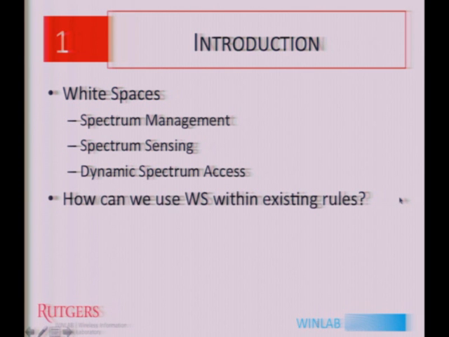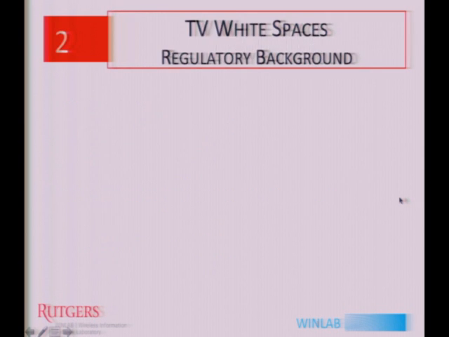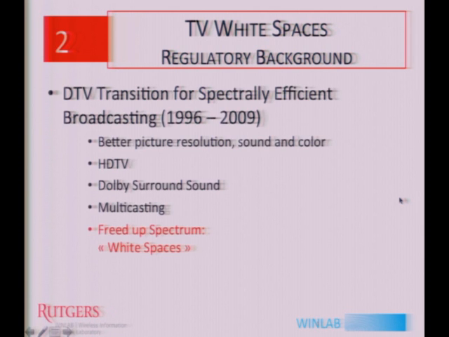So we're trying to answer this question: how can we use the white spaces within the rules that the FCC has given us? We will try doing this by using an example. For example, New Jersey has a test bed, and we will try to calculate the white spaces available in that region, and then try applying it to a use case that we propose. So we're on slide 4, and a bit of background.